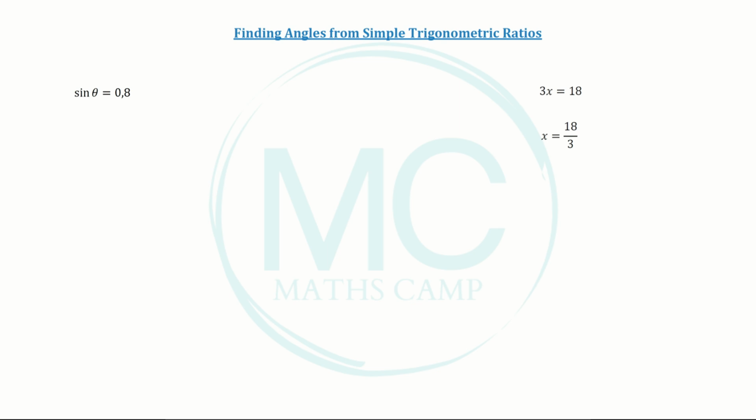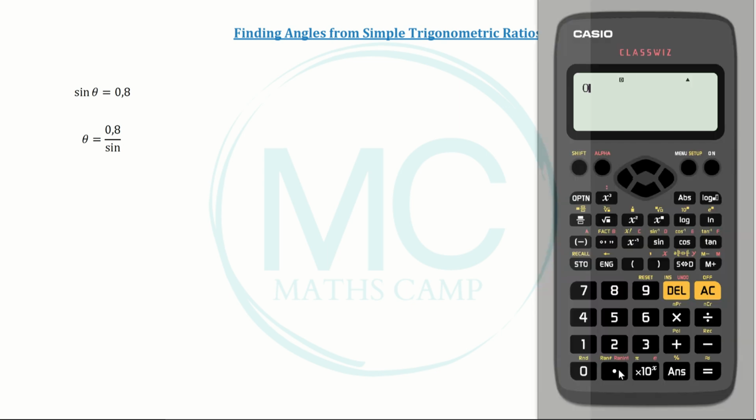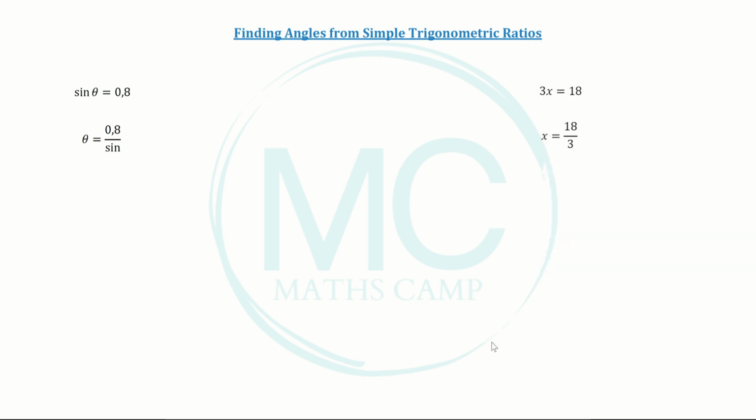So if sine theta is equal to 0,8, then theta is equal to 0,8 divided by sine. So we can say 0,8 divided by sine is equal to, but we get an error message. So what do we do now?